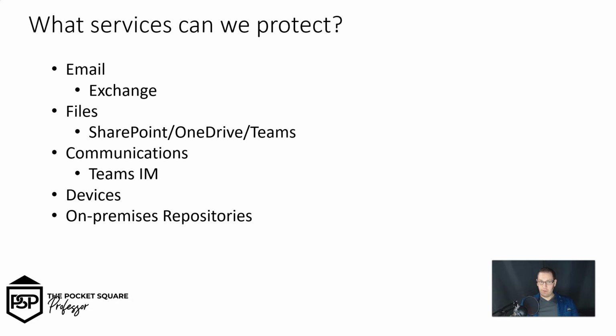We also have on-premises repositories. So this is an interesting one here. Think about an organization that traditionally doesn't have a lot of footprint in the cloud, let's just say. They have all of their files and everything on file shares and SMB and all of those things on premise. Well, we have the ability with something called the AIP scanner to use DLP.